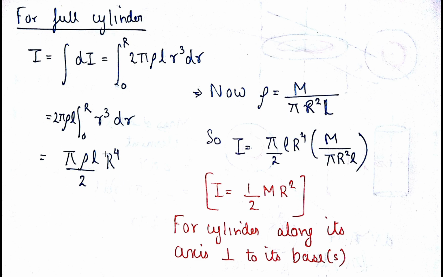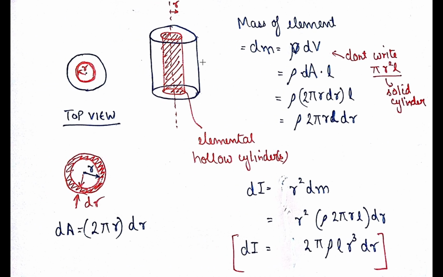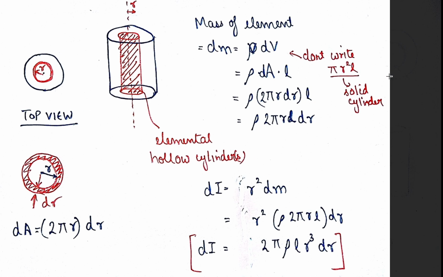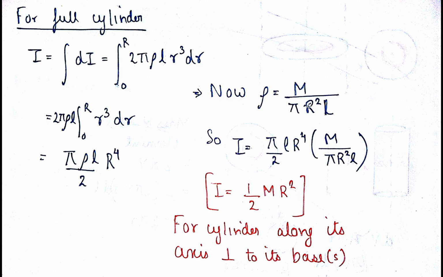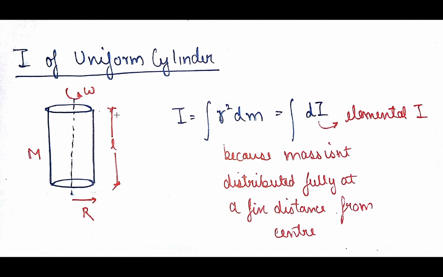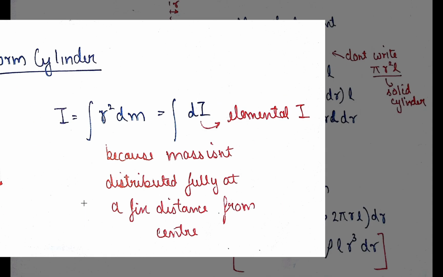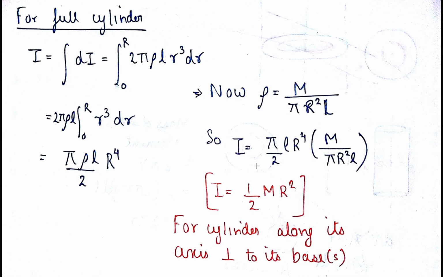Because rho can be written in terms of mass upon volume, you write rho equals capital M upon the volume. Here you take the whole volume because you are considering the whole mass of the solid cylinder, so the whole volume is pi r square l. r will be replaced by capital R because our solid cylinder had a radius of capital R. Write this over here, solve it, and you will finally get half MR square.